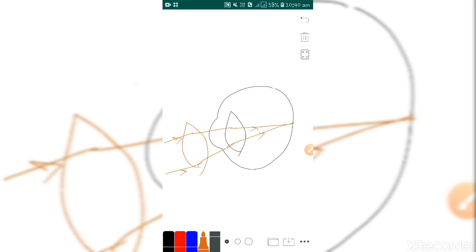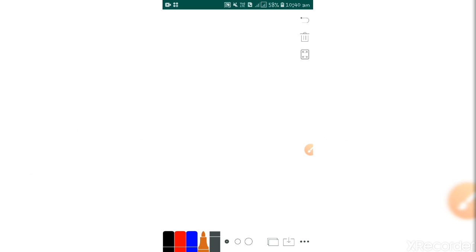So remember, in myopic eyes we have used a concave lens to correct the defect, but in case of hypermetropia or farsightedness, we'll be using a convex lens so that we can converge the light rays on the retina, since the image is being actually formed behind the retina. So we can focus them exactly on the retina because the eye has been shrunken. So this was all about the hypermetropia.